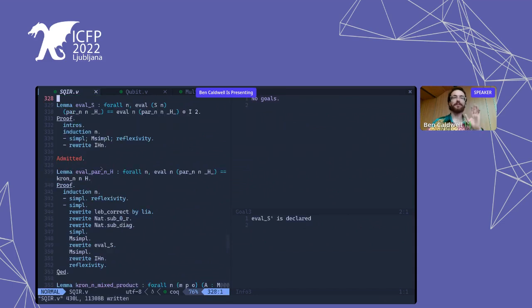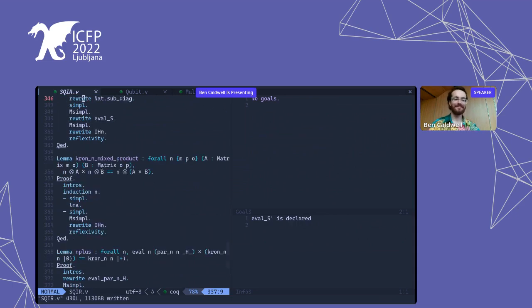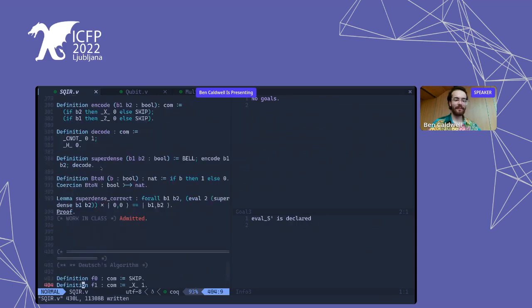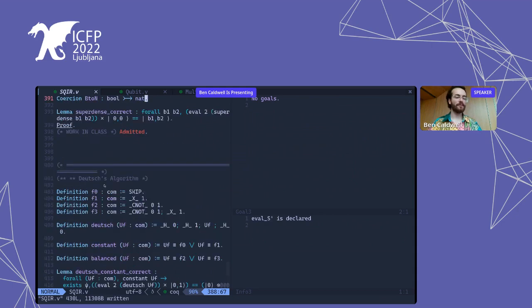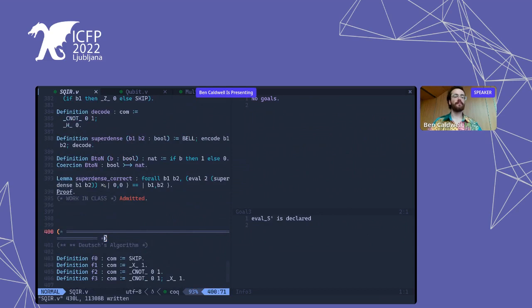So you're saying move on? Yeah, okay. So we have two remaining algorithms that have been built up. We have superdense coding, and then we also have Deutsch's algorithm.